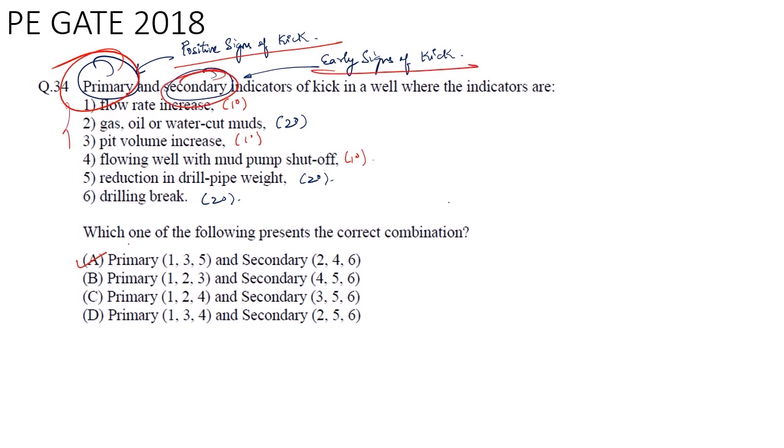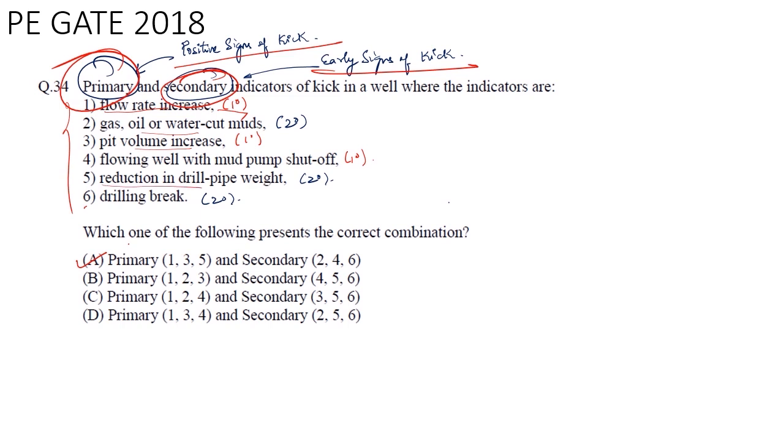Let's look at the options. Flow rate increase is a positive sign of kick, so it is the primary sign of kick. Gas, oil or water cut mud is an early sign of kick, that means it is a secondary indicator. Pit volume increase is a positive sign of kick, that means it is a primary indicator. Flowing well with mud pump shut off is a positive sign of kick, which implies a primary indicator.